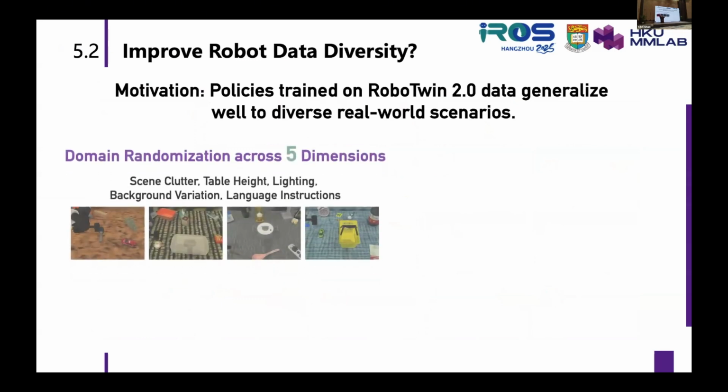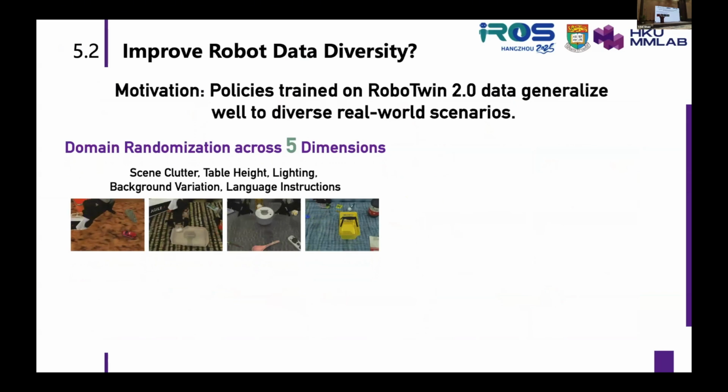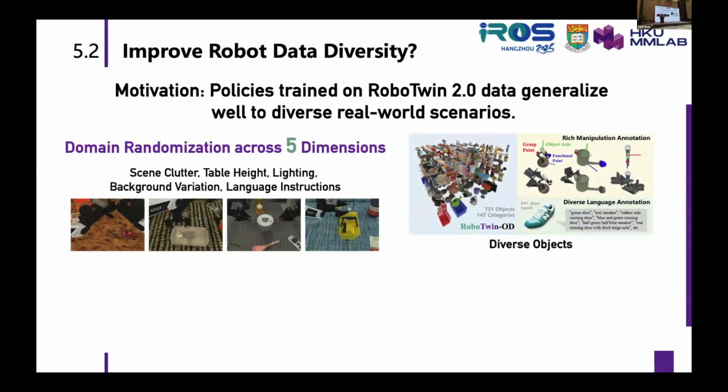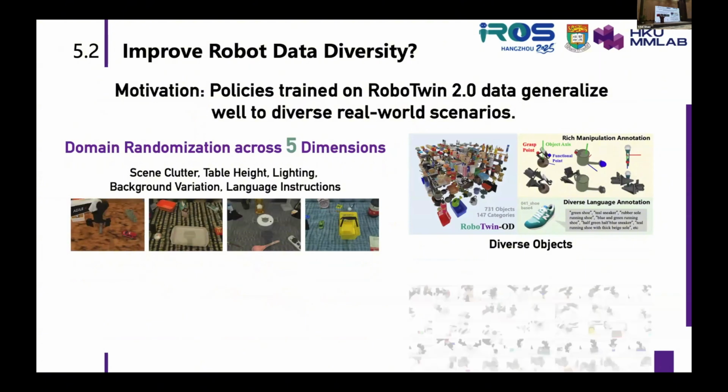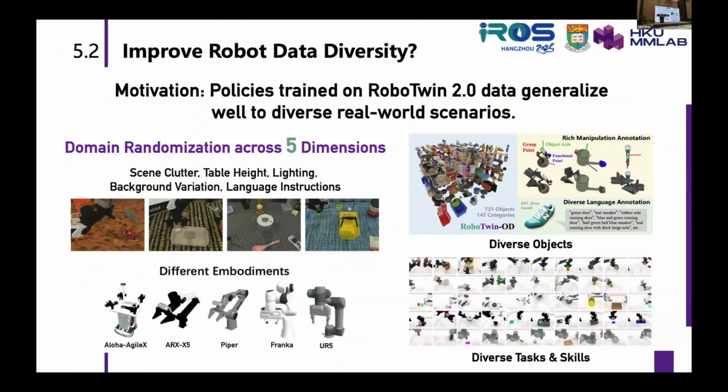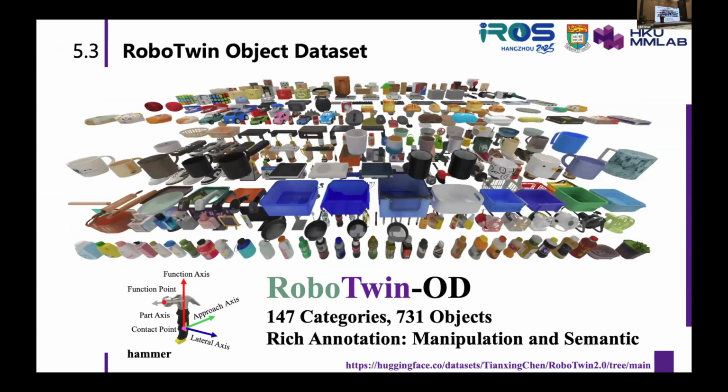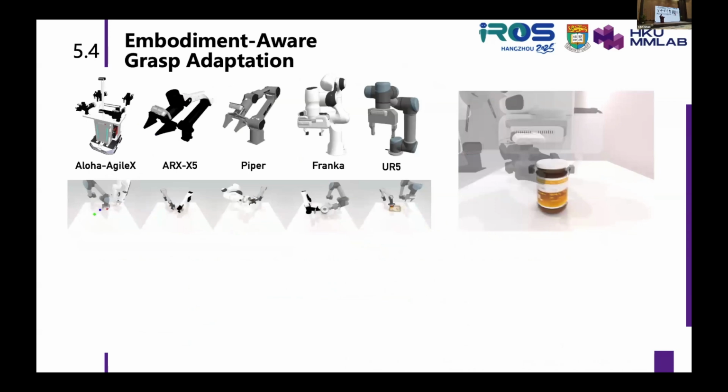So first of all, we propose domain randomization across 5 dimensions. We support large-scale diverse object data collection. We support diverse skills and tasks, and also support different embodiments for data collection. And for the first time, with a powerful AIGC pipeline, we propose the RoboTwin object dataset, RoboTwin OD, which includes 147 categories and 731 objects. Each object is annotated with rich annotations across manipulation and semantic information. And all our annotations are around the objects, so obviously we can do cross-embodiment data collection.